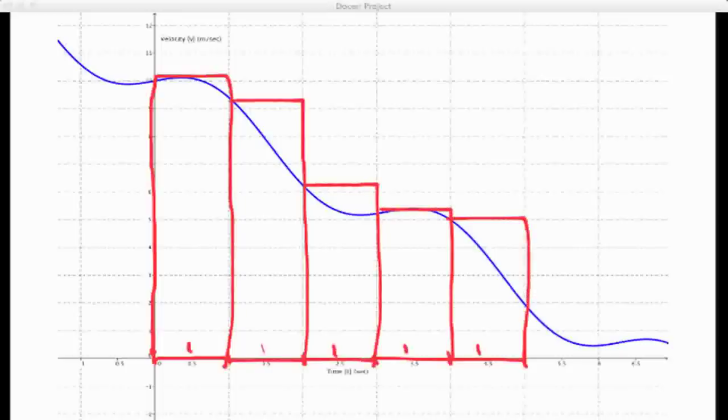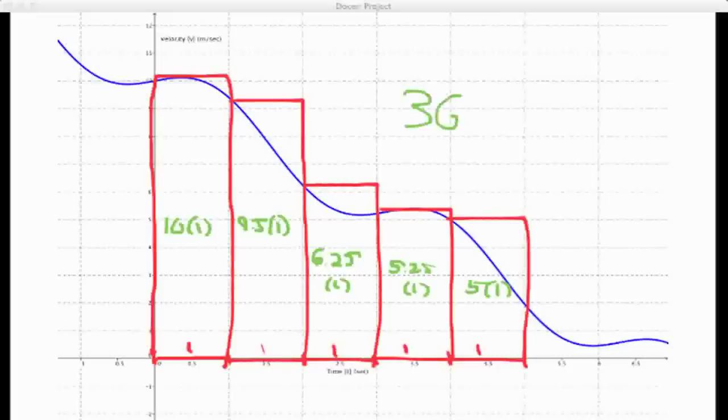Now to calculate the area sum, we're just going to find the areas of each of those rectangles and add them up. Here that would be 10 times 1, plus 9.5 times 1 plus 6.25 times 1 plus 5.25 times 1 plus 5 times 1. That adds up to 36. That's measured in meters again for reasons we explained above, and that gives us the estimate of the distance traveled.